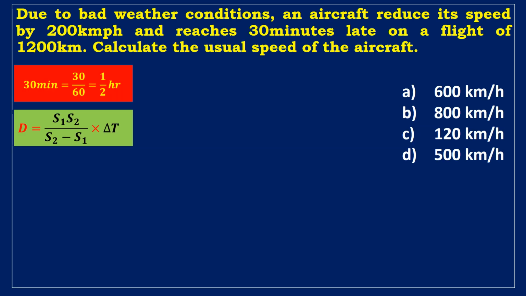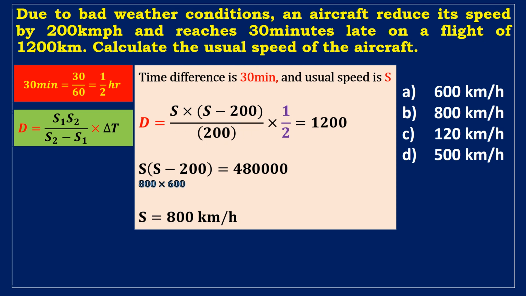Example 1. Due to bad weather conditions, an aircraft reduces its speed by 200 km per hour and reaches 30 minutes late on a flight of 1200 km. Calculate the usual speed of the aircraft. Let us assume that the usual speed of the aircraft is s, and the aircraft reduces its speed by 200 km per hour, which is s minus 200. The difference in time, del T, is 30 minutes or half an hour.